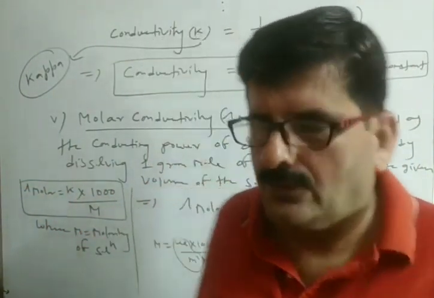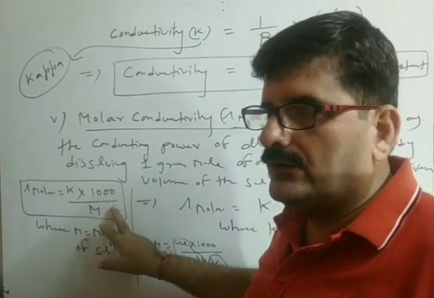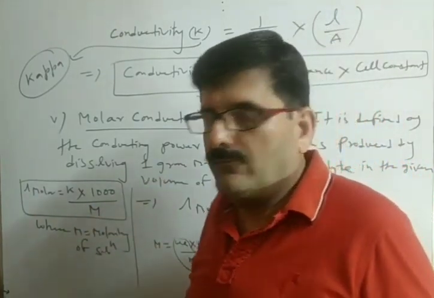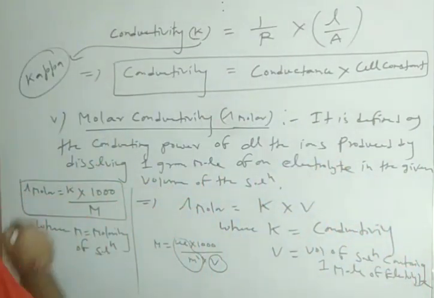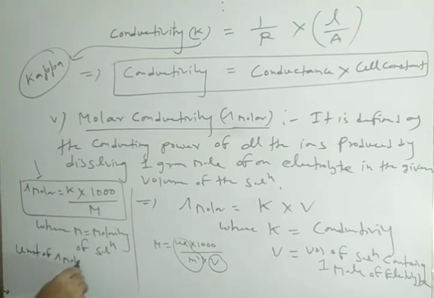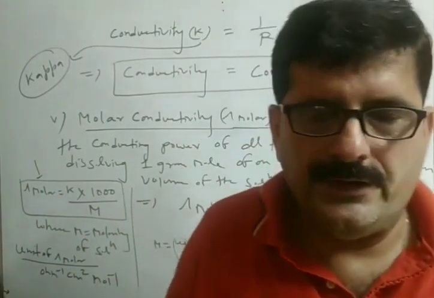the solution. Any solution, when diluted, then our concentration decreases. When concentration decreases, then molar conductance what? Increases. What is the unit of molar conductivity? You can write what? Ohm inverse centimeter square per mole. So this is the unit of what? Molar conductivity.